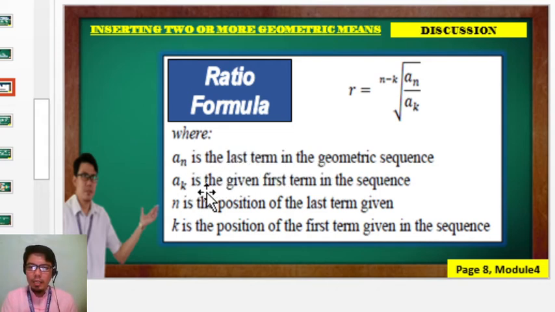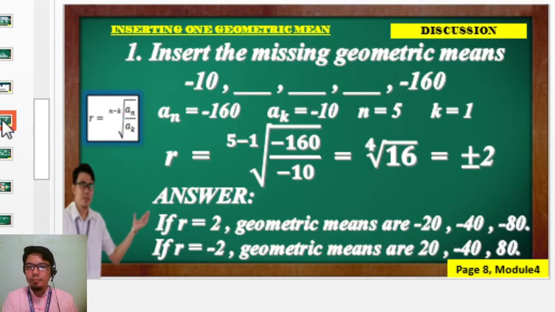A sub k is the given first term, n is the position of the last term, and k is the position of the first term. Now let's apply this formula by having this example.